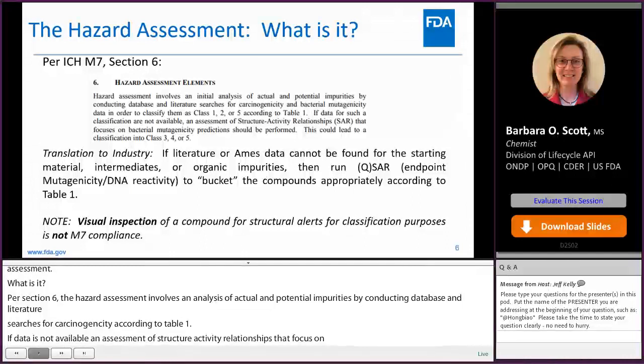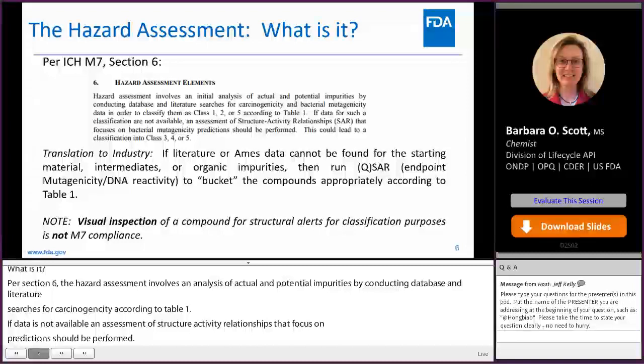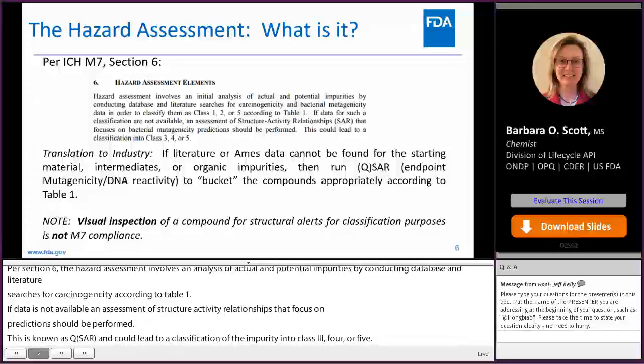The translation here is that if literature isn't found or an Ames study performed for a given impurity, then an ICH M7 compliant QSAR model should be run in order to bucket the impurity. You'll hear more from my colleague, Dr. Krulak, in the next presentation on the agency's expectations for the application of QSAR and expert knowledge to classify impurities.